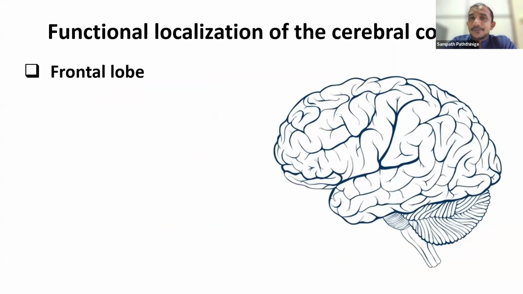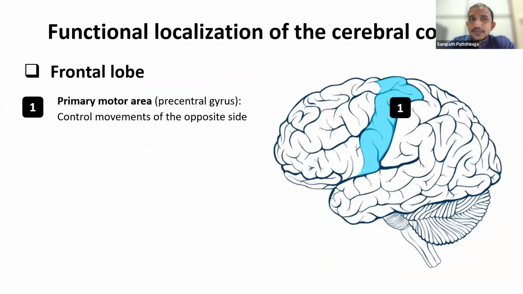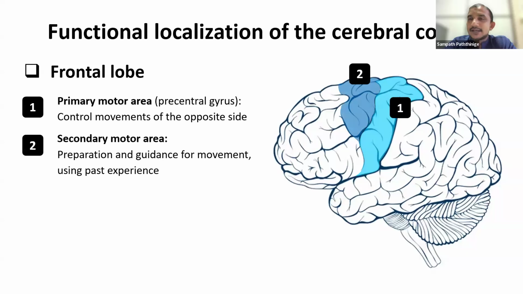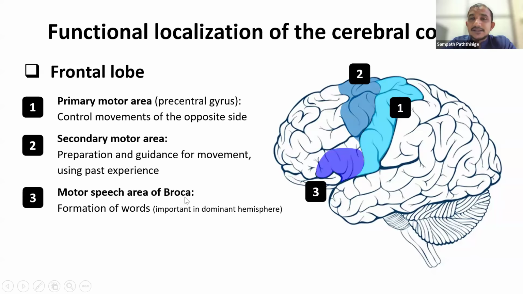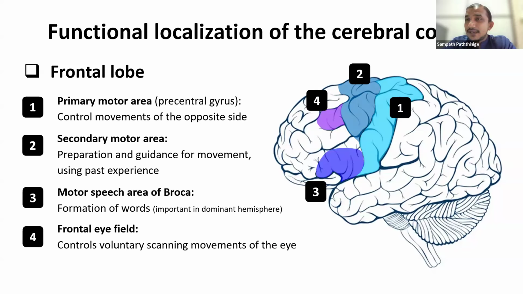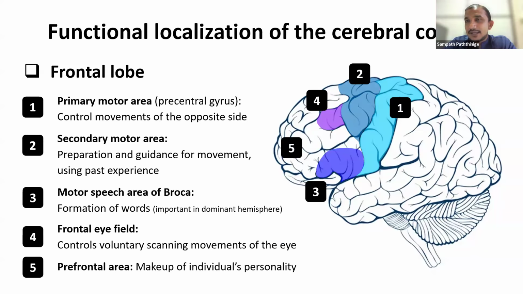If we look at the different functional areas of the frontal lobe, it has the primary motor cortex and the secondary motor cortex, which is generally the coordinator of the primary area and stores the past experience. Then we have Broca's area, the motor speech area, and the frontal eye field, which is for coordinated eye movements. Most anteriorly we have the prefrontal area. Mostly it is for motor functions, but the prefrontal area, the front of the frontal lobe, is for the personality and behavior of the person.